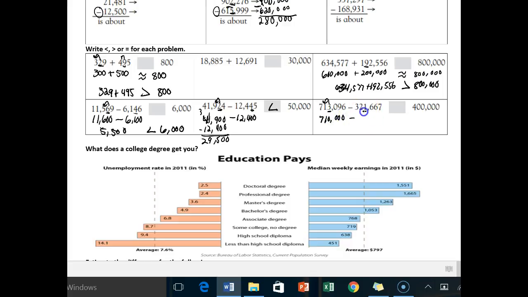And here we have rounding down, stay the same. So 710,000 minus 320,000. Is it going to be greater than, less than, equal to? 0, 0, 0, 0. Borrow. 11 minus 2 is 9. 6 minus 3. 390,000 is going to be less than 400,000.